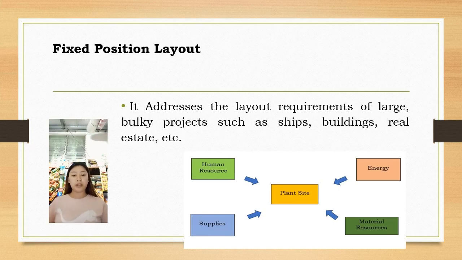In this example, all assets of the company, such as the human resources or the labor, capital, energy supplies such as electricity, water supply, communication resources, and material resources such as raw materials, equipment, and tools, are organized to be placed on the plant locations.